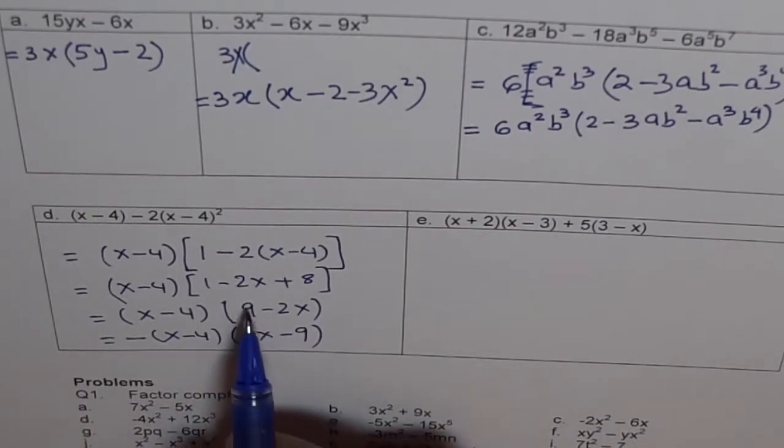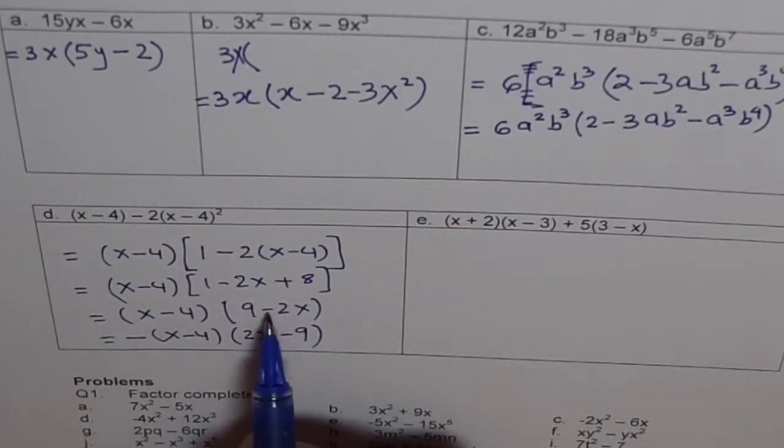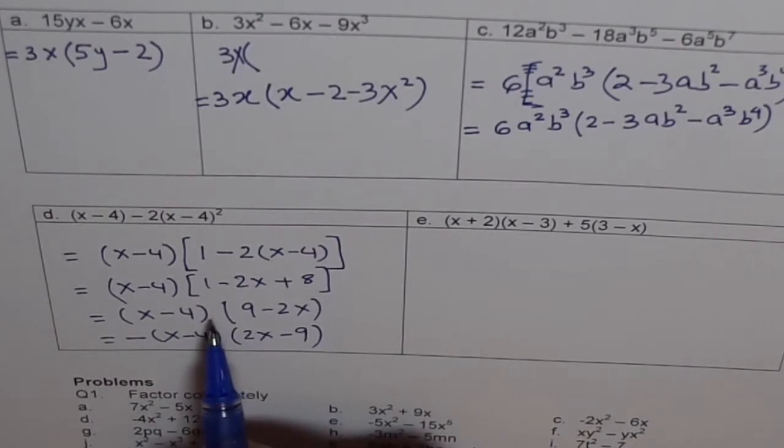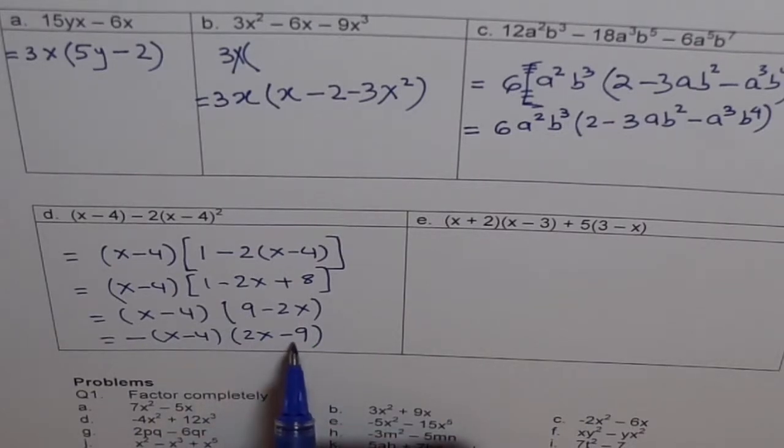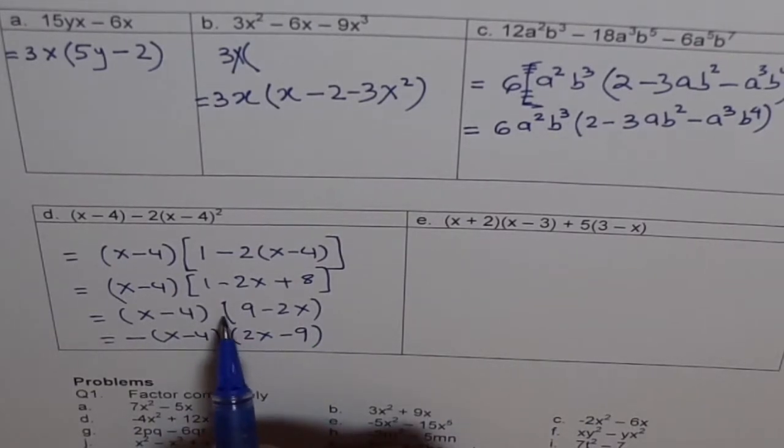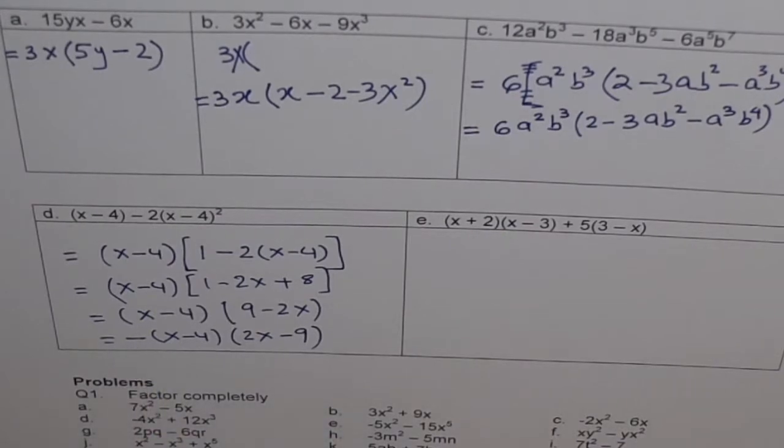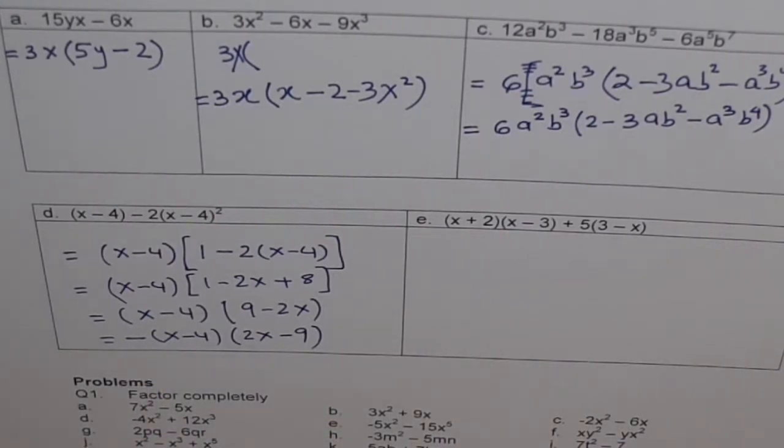This was 9 minus 2x. I took minus outside, right? So when I factored out minus, I got plus 2x and the signs change, minus 9. Do you get it? And that minus which I took outside has been placed here. So look at it very carefully, okay? Well, we'll come back to this again in the next problem.